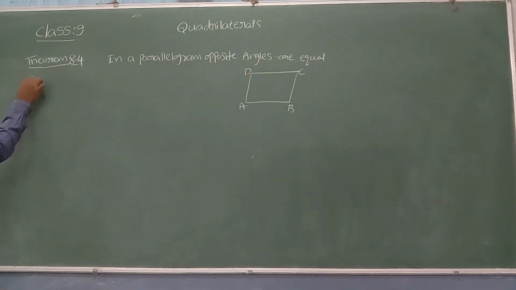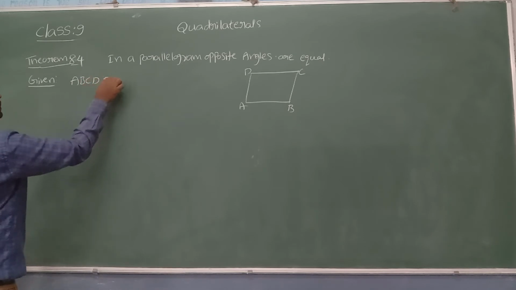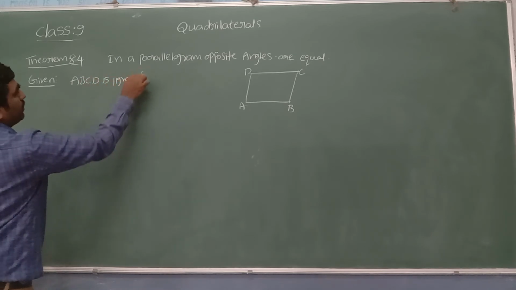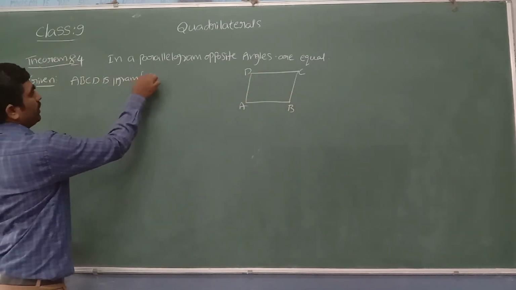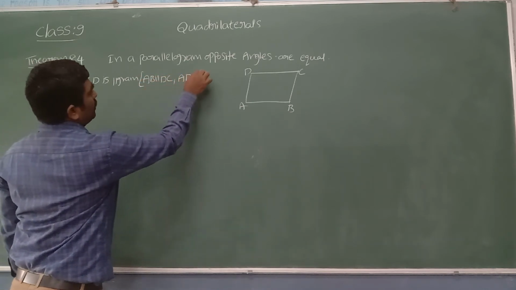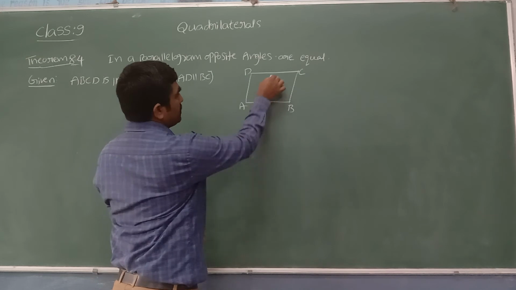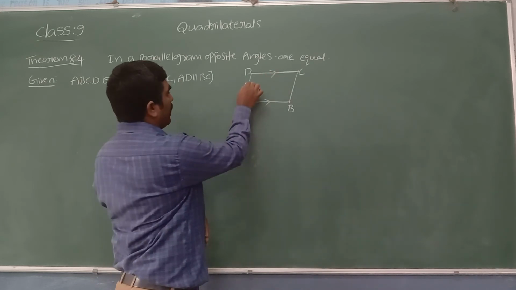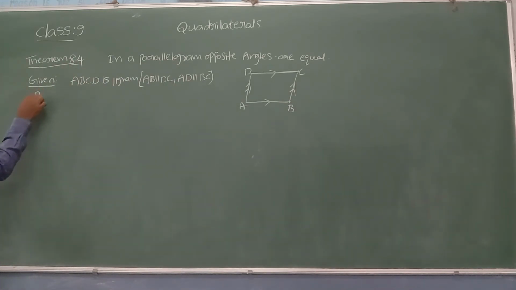So let us write the given data first. It is a parallelogram ABCD. What is meant by parallelogram? Two pairs of opposite sides are parallel. AB is parallel to CD and AD is parallel to BC. Let us represent this in symbolic form. Then what is required to prove? Here the RTP: we have to prove that opposite angles are equal.